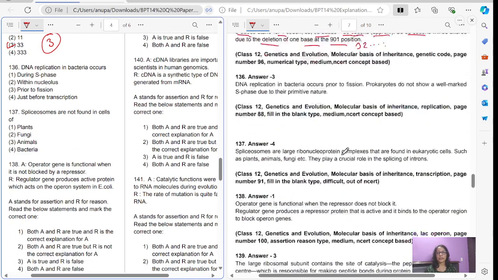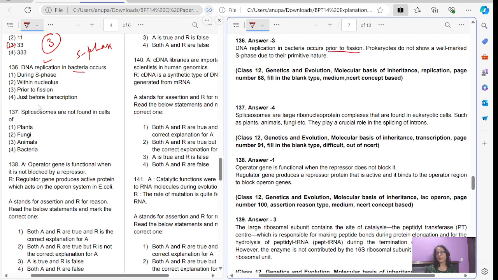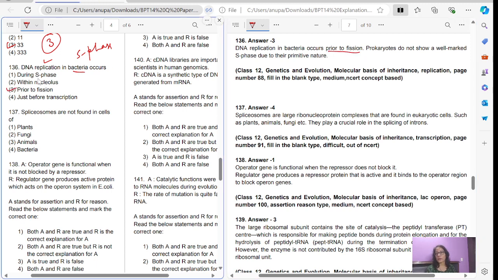Now let's move to the next question, that is question number 136. It states: DNA replication in bacteria occurs. Usually DNA replication in eukaryotes occurs in S phase. But in bacteria, S phase is not well marked. Hence, DNA replication in bacteria generally occurs prior to fission. So the answer of this question will be option number 3, that is prior to fission.